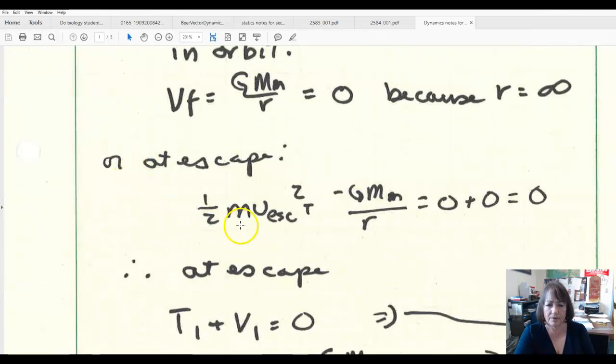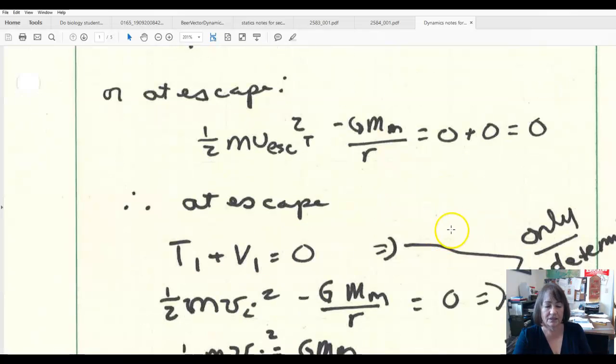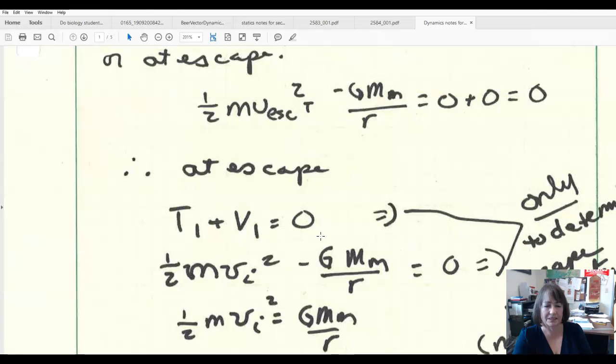Also at escape, this is the velocity. This is the initial kinetic energy. This is the initial potential energy. The final kinetic energy is equal to zero because it's not in orbit, and the final potential energy is equal to zero. So the way that we find the value for escape velocity is to set the sum of T1 plus V1 equal to T2 plus V2, which are both zero. So that's what this statement basically says, that T1 plus V1 equals zero.